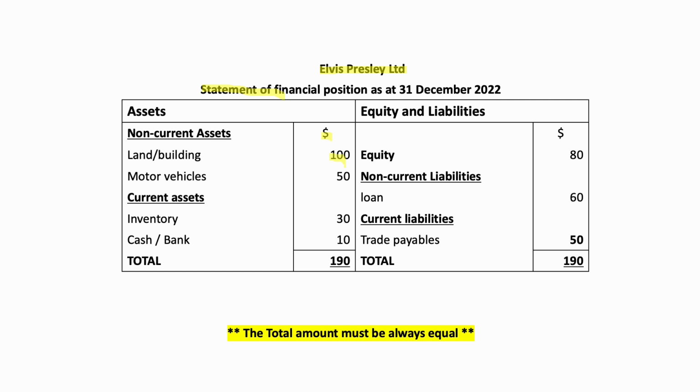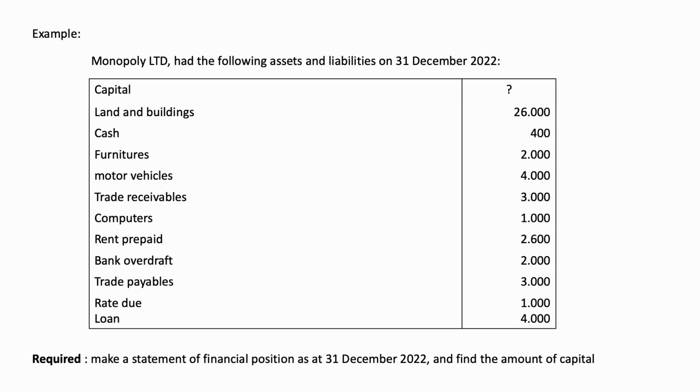And after that, you have to sum the totals. The total of assets and the total of equity and liabilities must be always equal. Here is an example to understand the balance sheet better. Let's read it together and then I will explain the solution.